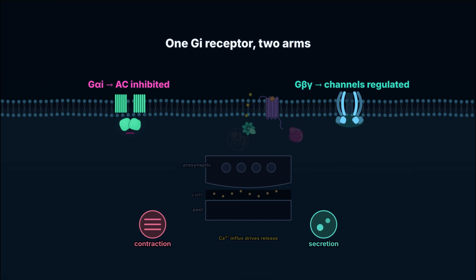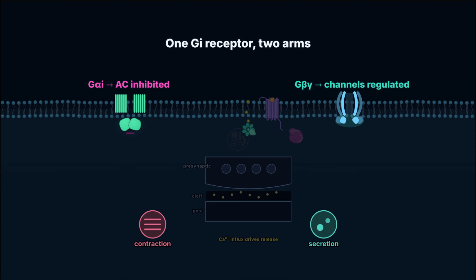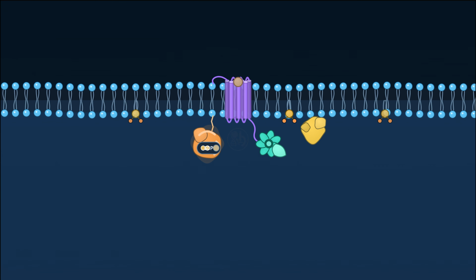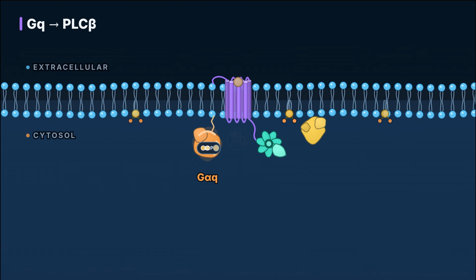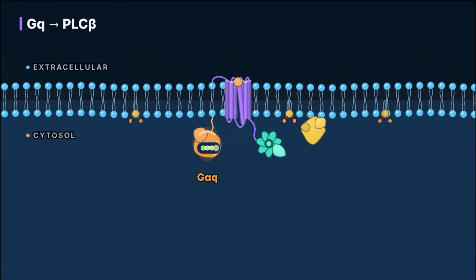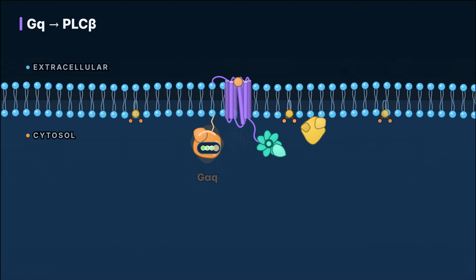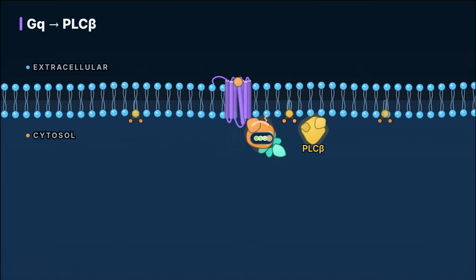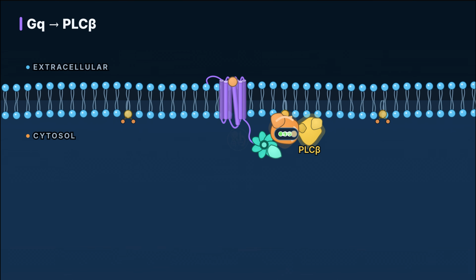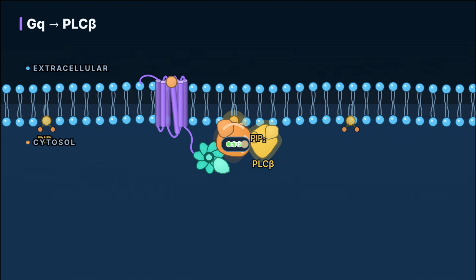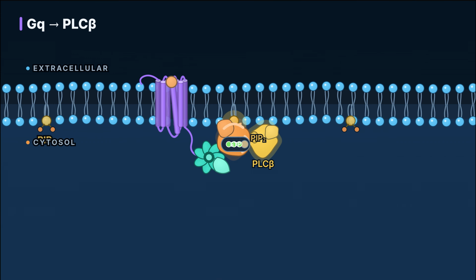Some GI family proteins also regulate additional enzymes through G-alpha or beta-gamma signaling. The third pathway is GQ, which primarily signals through phospholipase C-beta. A ligand-bound receptor activates G-alpha-Q by GDP-GTP exchange. G-alpha-Q-GTP binds and activates PLCβ at the inner membrane surface. PLCβ acts on phosphatidylinositol 4,5-bisphosphate, or PIP2.